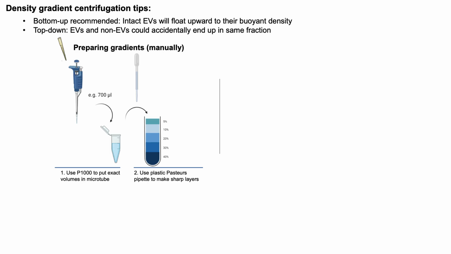So how do you do this manually in a handy way? I would suspend exact amounts of the density fractions, say 700 microliters with a P1000 pipette, and then use a plastic Pasteur pipette to take this liquid and put it on top of the gradient, because this gives you better control of the liquid flow.